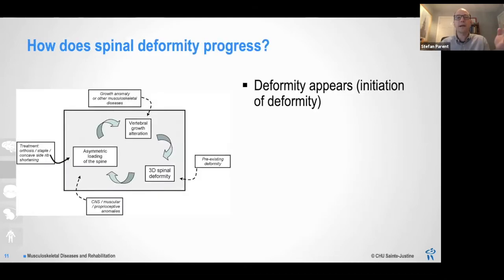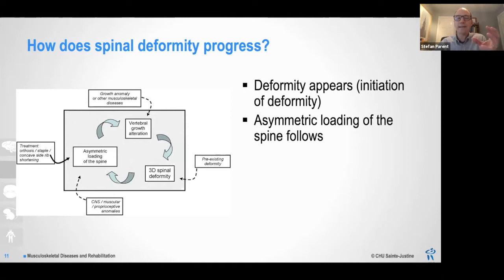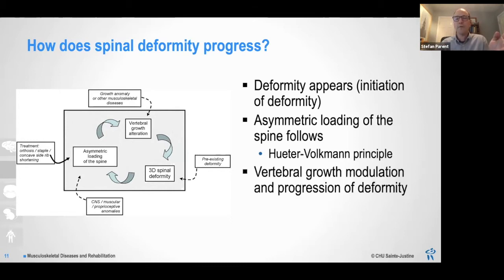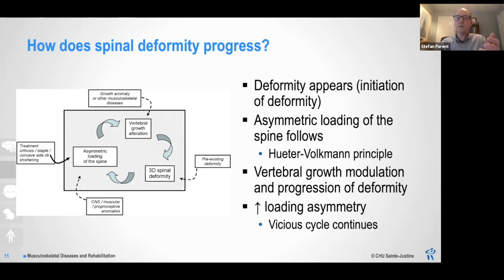If you look at spinal deformities, they will progress. So first you have a deformity that will appear, and that's the initiation of the deformity. But what this has as an impact is that this will create asymmetric loading of the spine. And then Hueter-Volkmann walks in, and then we have vertebral growth modulation and deformity. So you progressively have a deformity that is creating more loading asymmetry, and then you have a vicious circle that will continue.